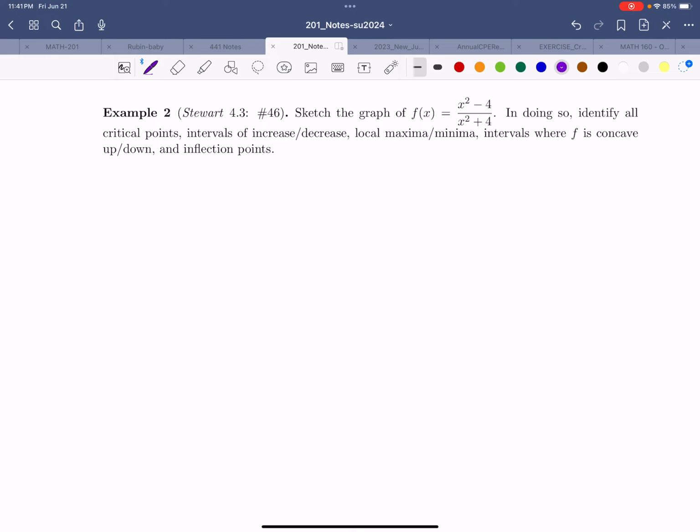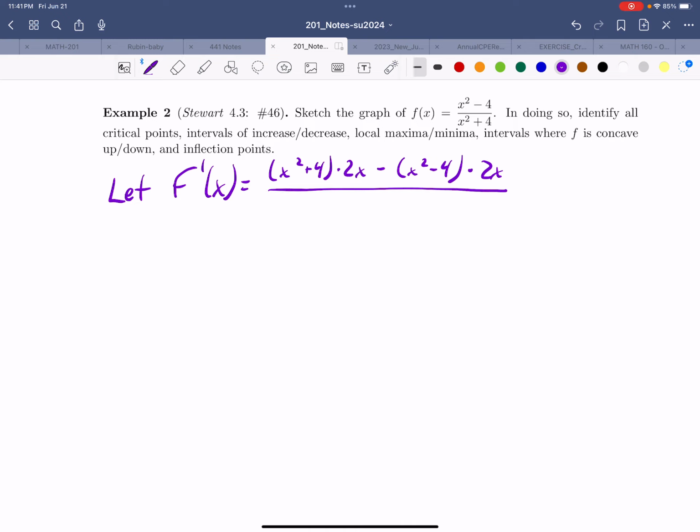Take the derivative, set it equal to 0. Take the second derivative, set it equal to 0. So let f prime of x equal, so let's see, it's going to be low d high minus high d low all over low squared. And we're going to let this equal 0. But before I write equal 0, let's simplify this a bit first.